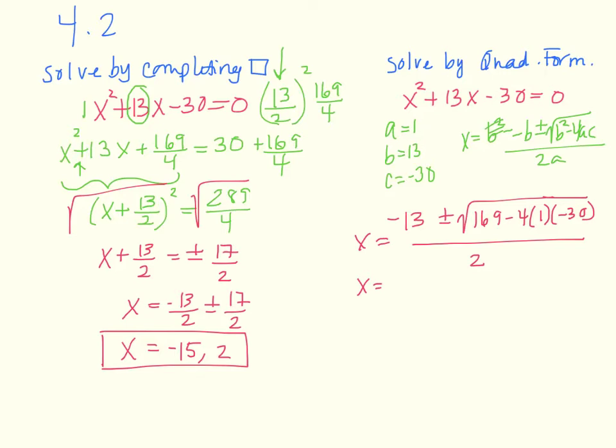169 minus 4 times negative 30 is going to give me 289, which is square rooted 17. So again, I have negative 13 plus or minus 17 over 2, which will give me my identical answers, negative 15 and 2. So again, on your test, if I tell you to solve it a certain way, you have to use that method. If I give you the choice, then you can choose whichever one you prefer.